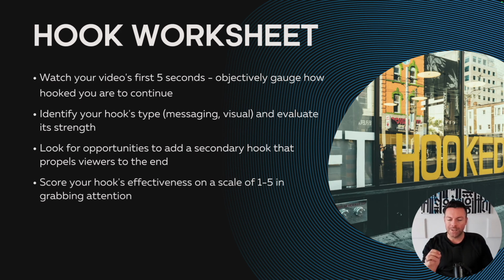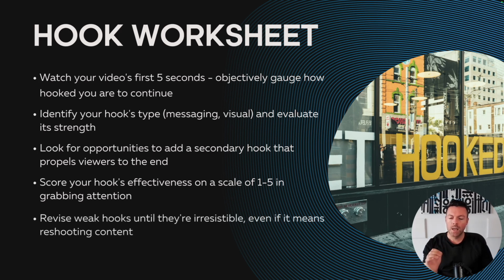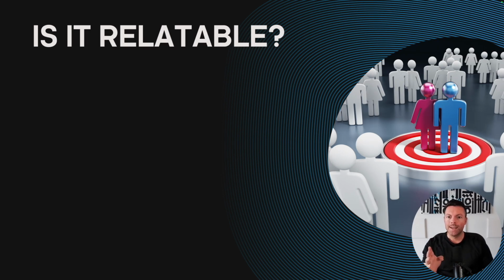Score your hook's effectiveness on a scale from 1 to 5 in grabbing attention. Does it really do the job of stopping the scroll? Always think that, okay? And revise weak hooks until they're irresistible, even if it means reshooting the content. So you really want to create a list of 50 hooks. That's what I always do for concepts. I go through 50 hooks and read them all. You can even throw this into ChatGPT and ask which one it thinks is the most powerful. And then you can even split test them by posting multiple videos with different hooks and the same body video, if that makes sense. Then you'll be able to see which hooks really pop off and do more in that style or that concept. Now, is it relatable?